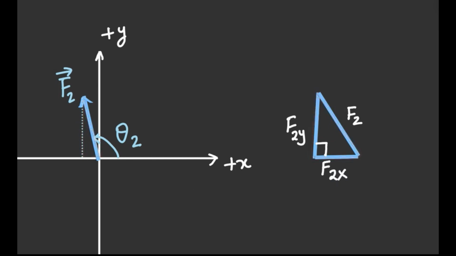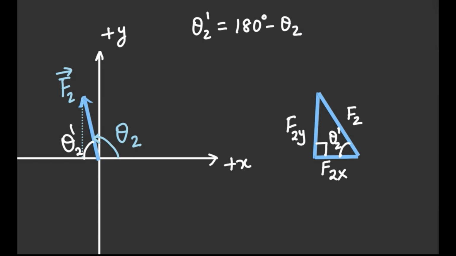All right. We know that the vector F2 makes an angle theta 2 from the positive x-axis going counterclockwise. What would be this angle over here that the vector F2 is making with the negative x-axis? Let's call this angle theta 2 prime. So here we go. This is theta 2 prime. What is theta 2 prime equal to? That is going to be 180 degrees minus theta 2.